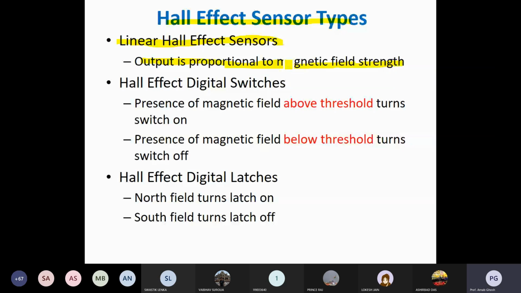Then Hall effect digital switches. You can say the presence of a magnetic field above the threshold turns the switch on. In some applications, you have to make the system like that. So above the threshold, that switch will be turned on. But who will take that responsibility? The sensor will take that responsibility. The presence of a magnetic field below the threshold turns it off. So that threshold value is there.